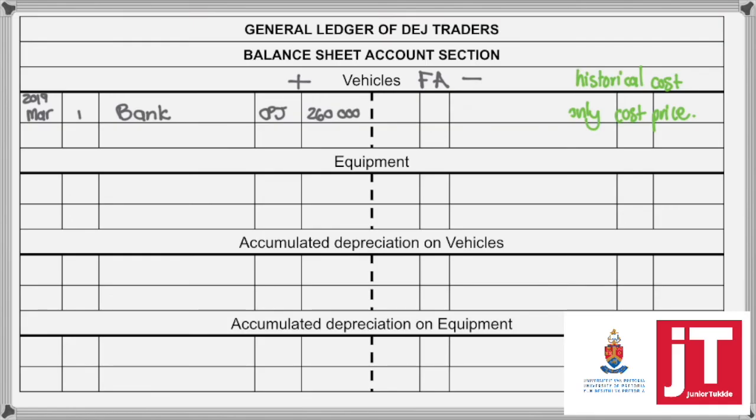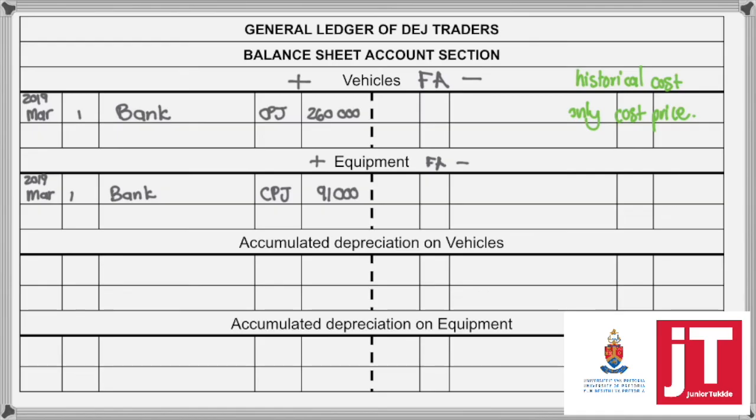How do I know it's bank? Because he paid via EFT. And then equipment, also a fixed asset. Yet again, same thing happened. We bought it on the first day of the year. March 1st, bank CPJ 91,000.